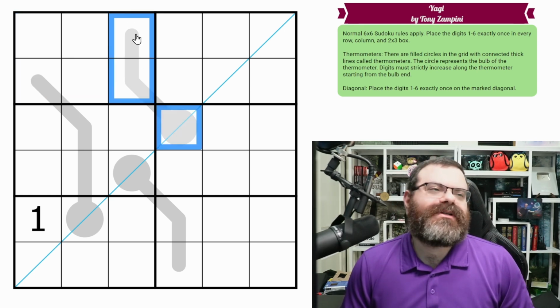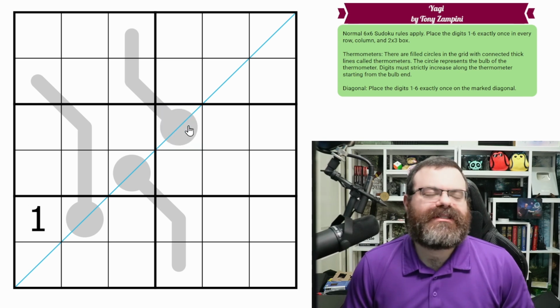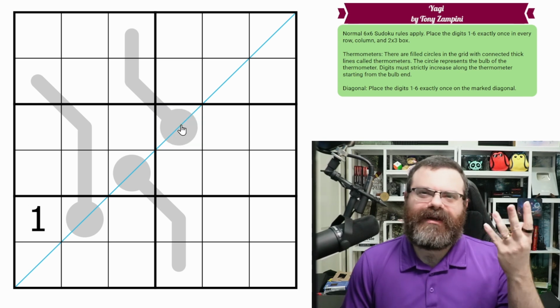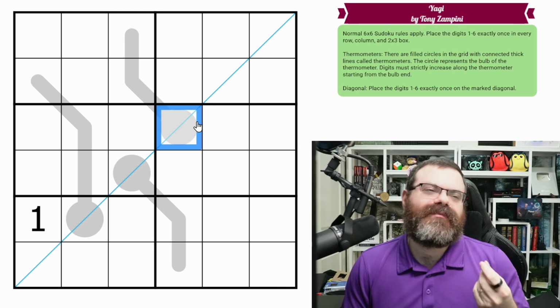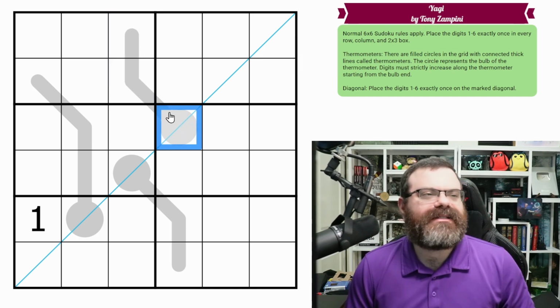We also have these thermometers in the grid. These are these thick lines with a circle attached. The circle is the bulb of the thermometer. So if you think about a thermometer, the bulb is the coldest part. So the bulb is the lowest digit here. Now they don't have to increase in any specific way as long as they increase.